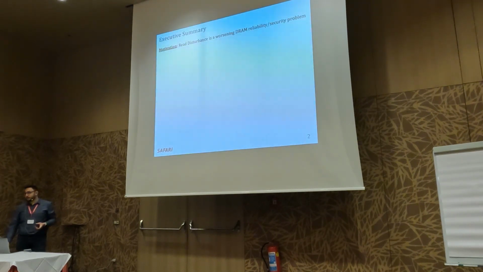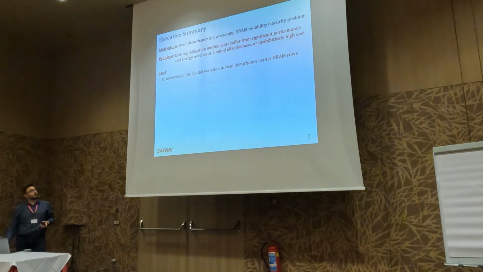Read disturbance is an important reliability and security problem in DRAM, and it's getting worse. As a result, existing mitigation mechanisms are becoming extremely expensive. Our goal in this work is to understand the spatial variation of this vulnerability within a DRAM chip across different rows, and to leverage this understanding to improve the existing mitigation mechanisms.